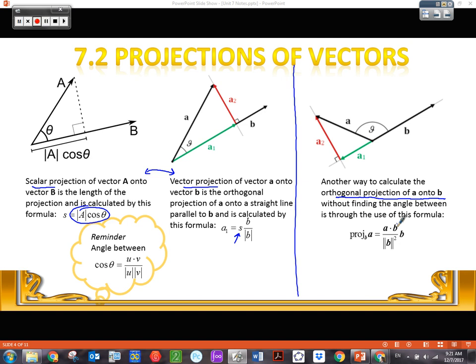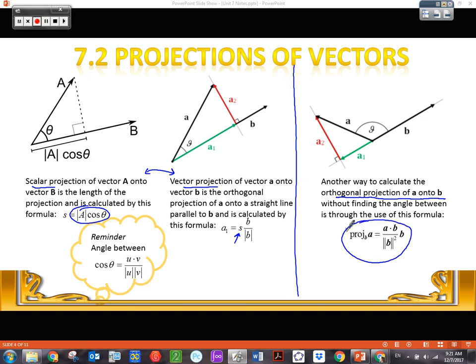So what would we do? We would do the dot product, A dot B. We do the dot product of those, and see how it's kind of like this part of the formula. We would divide the dot product by the magnitude of B squared times the vector B, and that would get us our projection. So this is an alternate formula.